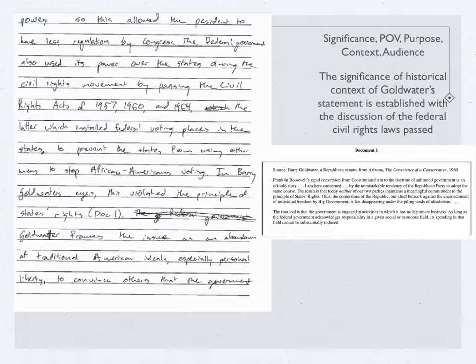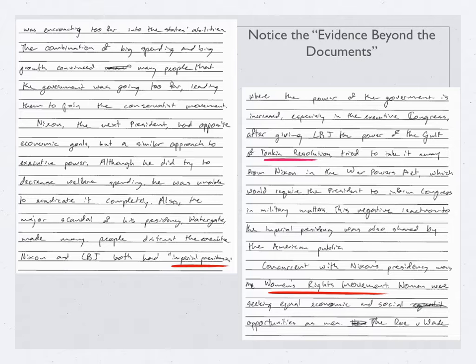So this person is putting Barry Goldwater's ideas in the context of actual events going on at the time, and shows how the government power was reaching beyond what the states were supposed to be able to do. So there's your context point, another one.